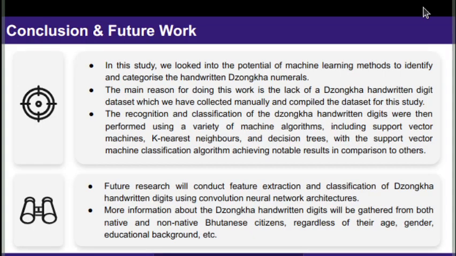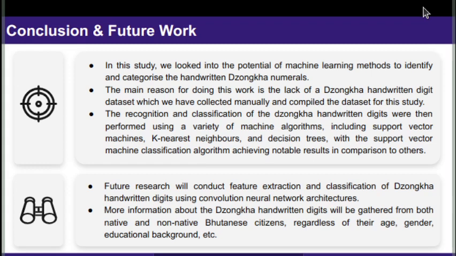Now I'd like to conclude with the contribution of our paper. In the study, we have looked into the potential of machine learning methods to identify and categorize handwritten Dzongkha numerals. The main reason for doing this work is the lack of a Dzongkha handwritten digit dataset, which we have collected manually and compiled for this study. The recognition and classification of the Dzongkha handwritten digits were then performed using a variety of machine learning algorithms, in which the support vector machine achieved notable results in comparison to the others.